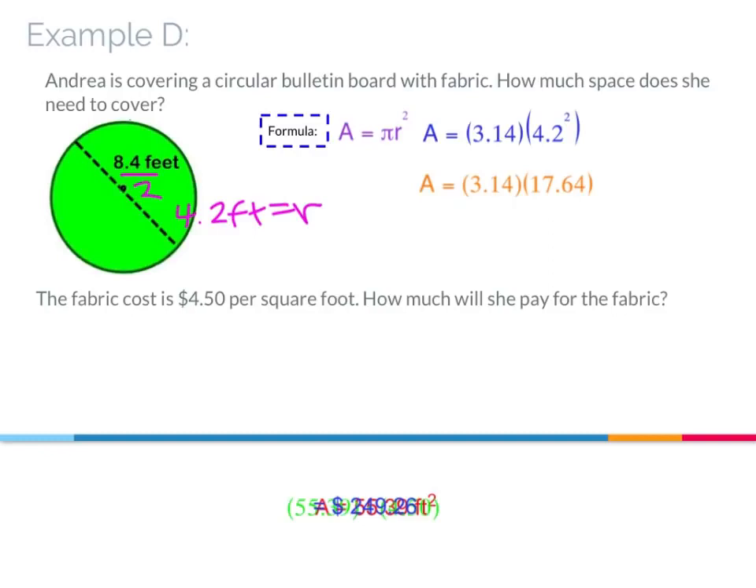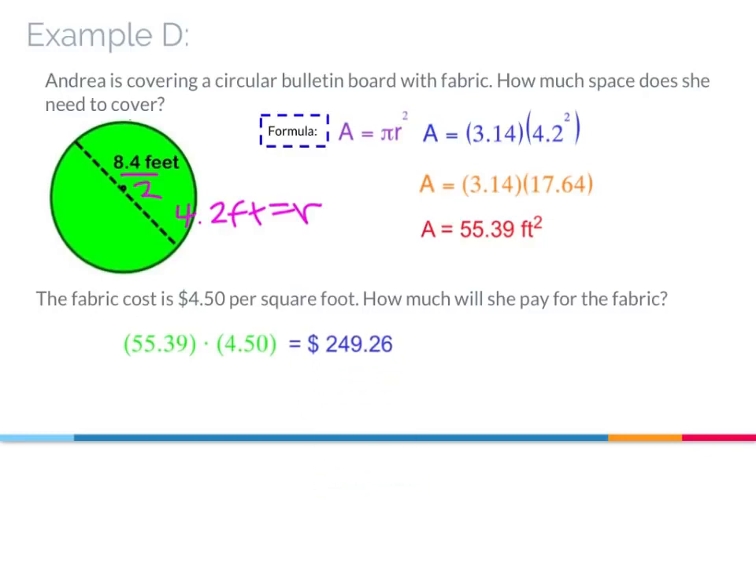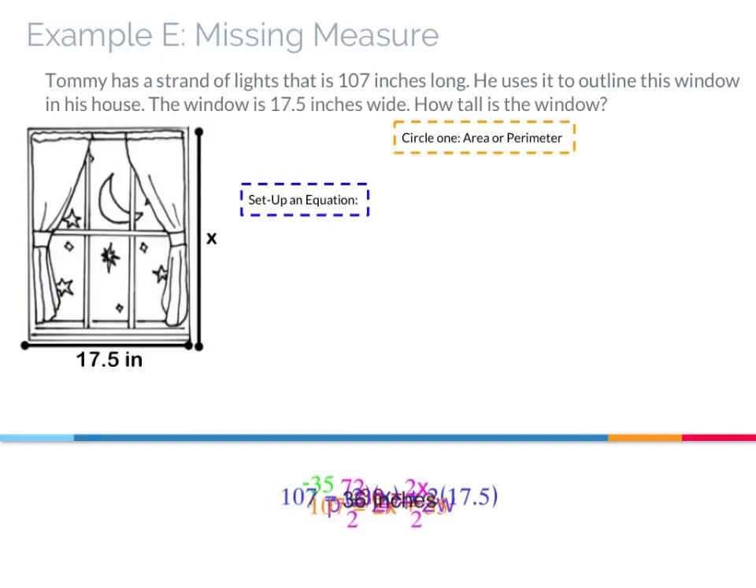And when we multiply that, we'll get A is equal to 55.39 feet squared. And it says that the fabric cost is $4.50 per square foot. How much will she pay for the fabric? So we need to multiply 55.39 times the $4.50 to give us a total of $249.26 for the fabric.